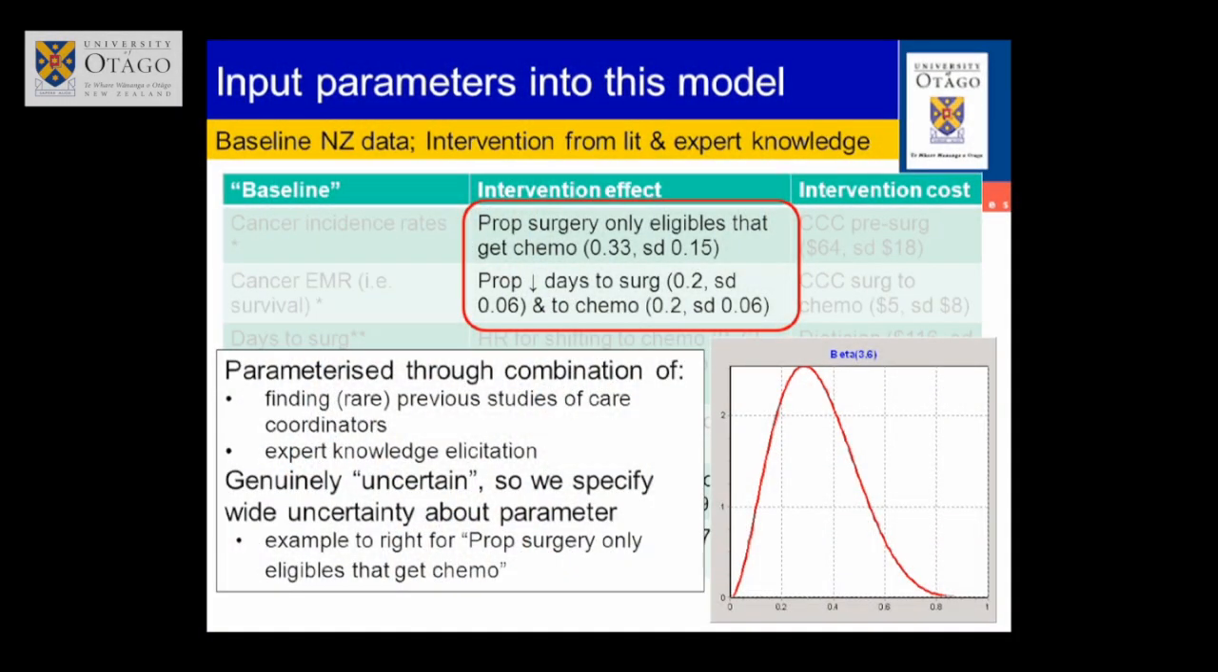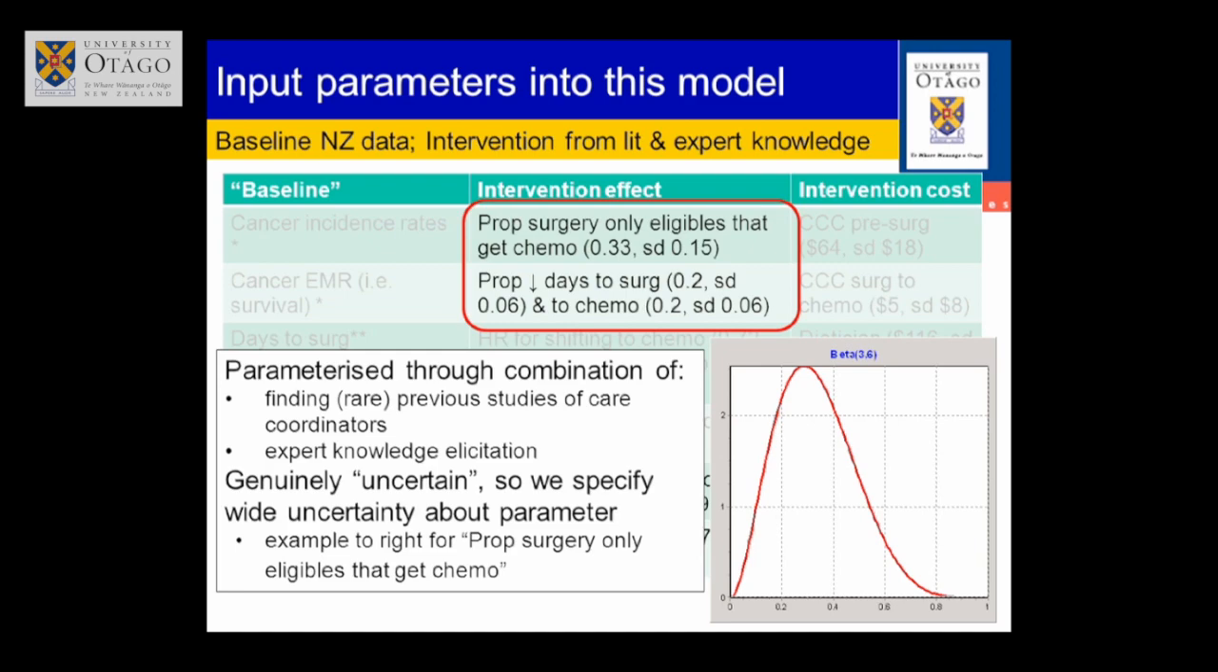Okay, let's look at some of the intervention effects. So one of the things we have to estimate is the proportion of people who are currently only getting surgery who get shifted to getting chemotherapy as well. And we estimated that at 0.33. This was very loose, as I told you, the evidence is scant in some of these areas. There was some literature that we could use to get a feel for that, and then we did expert knowledge elicitation with some of the people in this audience and a range of other people around the cancer control and cancer networks in New Zealand.